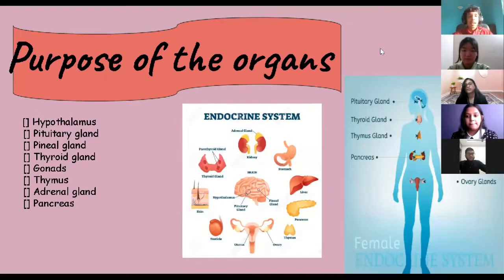Hello everyone, I am Rohan and I'll be explaining the purpose of the organs involved in the endocrine system. I'll be explaining briefly about the purpose of the 8 organs that make up the endocrine system. Firstly, the hypothalamus.